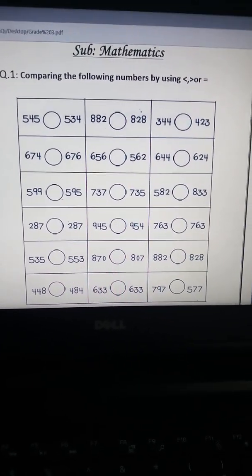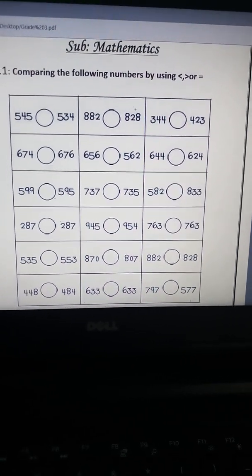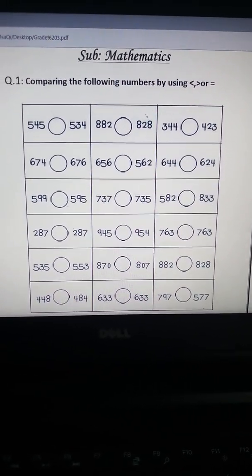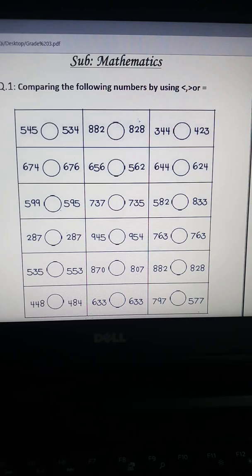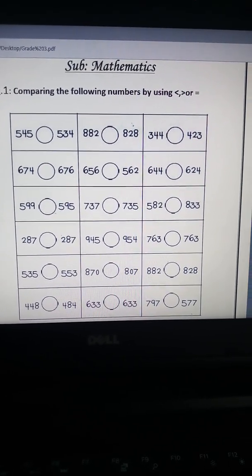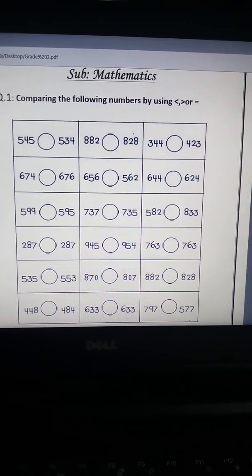This video will help you to solve your summer task. So let's start with question number 1. Question number 1 is: compare the following numbers by using less than, greater than or equal to sign.